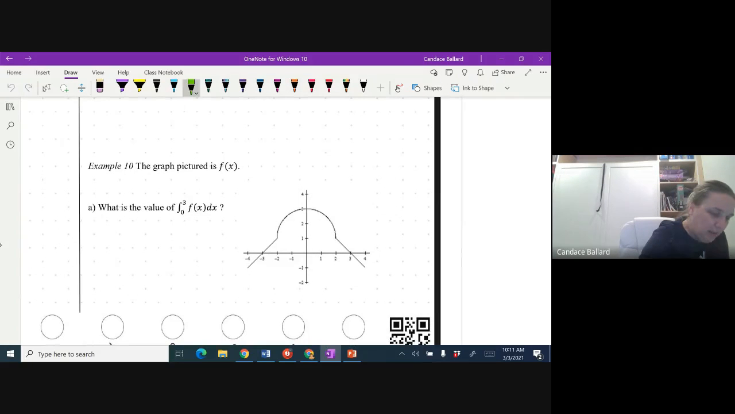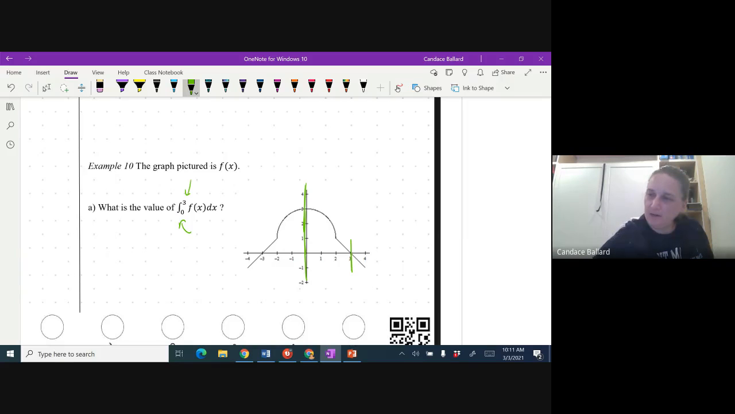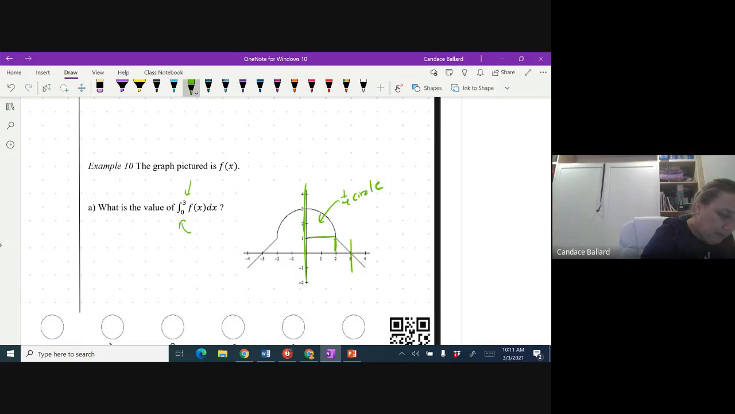So they want us to go from x equals 0 to x equals 3. On your integral symbol, the numbers are always going to be intended to be x's. So I'm going to look for some shapes in here. I see a quarter circle, a rectangle, and a triangle. So I'm basically going to find the areas of those and add them up. Not that hard. So integral from 0 to 3 of f of x equals.